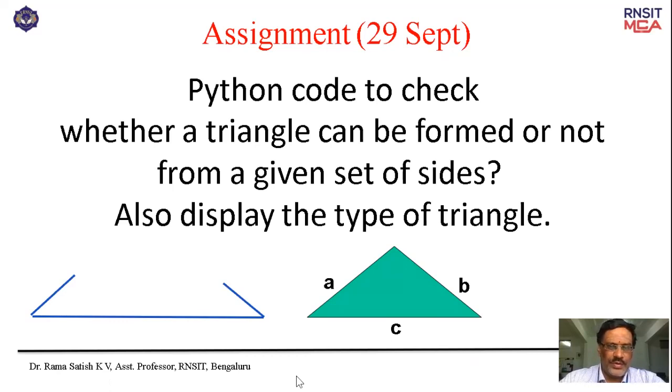You should check that the sum of two sides should be greater than the other side. That is the condition. If that condition is satisfied, a triangle can be formed, or else it is not possible. That condition you have to check first. Later, based on the values of A, B, C, the sides of the triangle, you can classify it as an equilateral, scalene, or isosceles triangle.